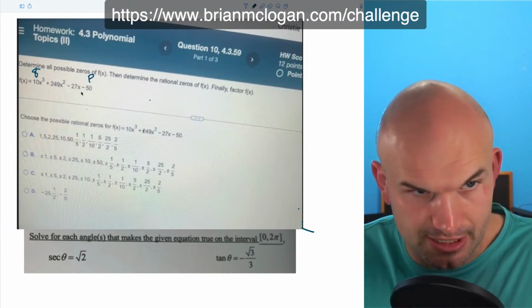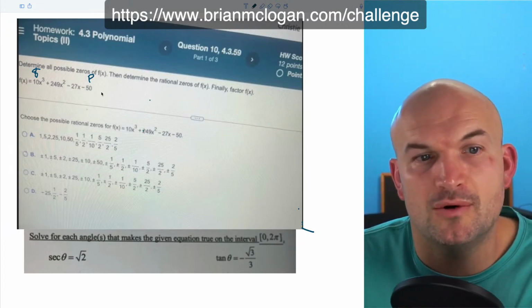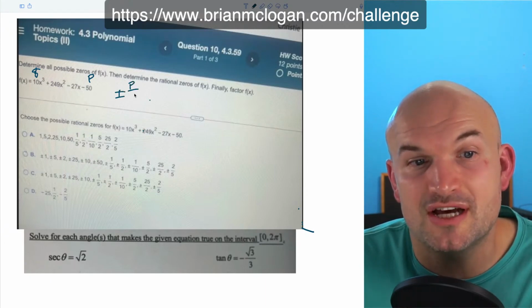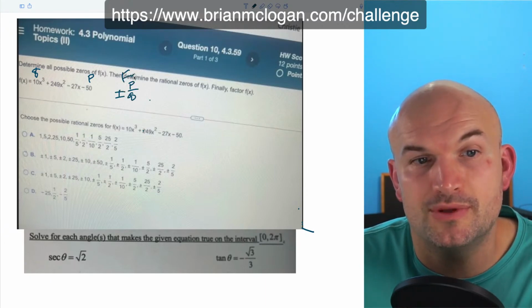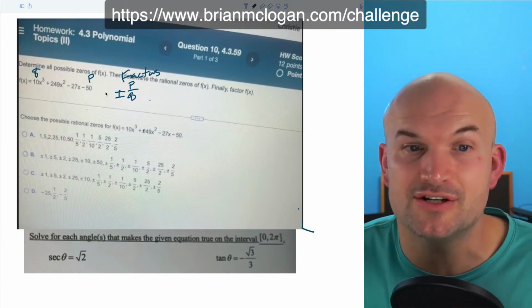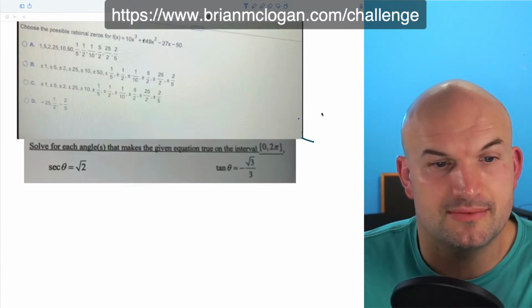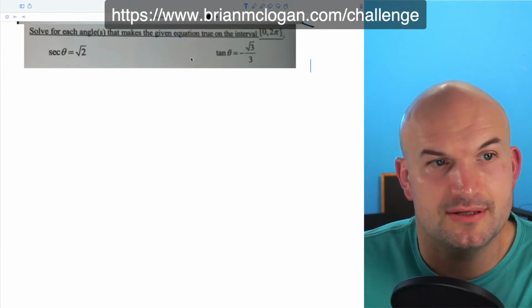So we make sure this is a leading term, which it is. Okay, so what it actually is, plus or minus the factors of P over Q. So it's really important that you recognize this is the factors of P over Q. So let's go ahead and write out, let me get this out of the way here for a second.